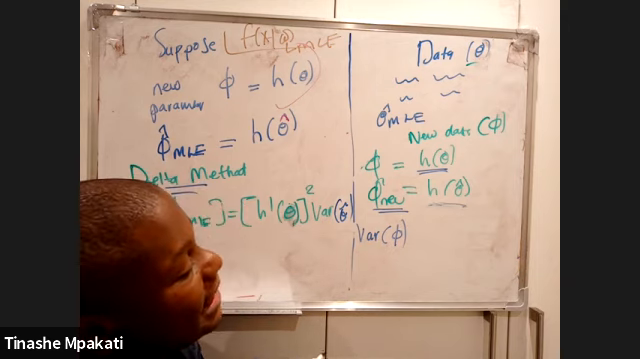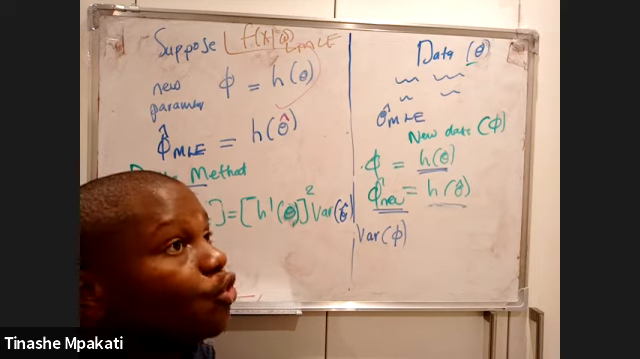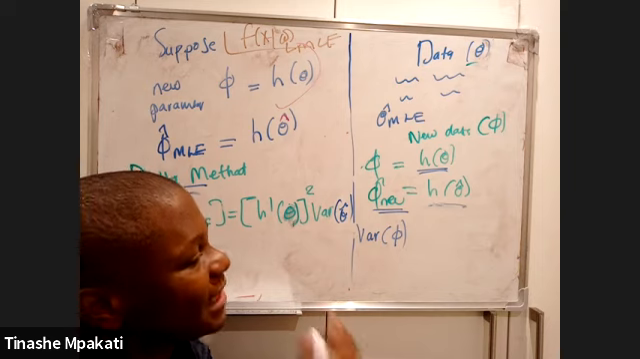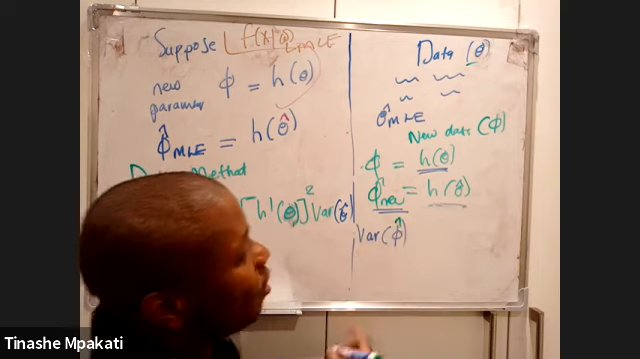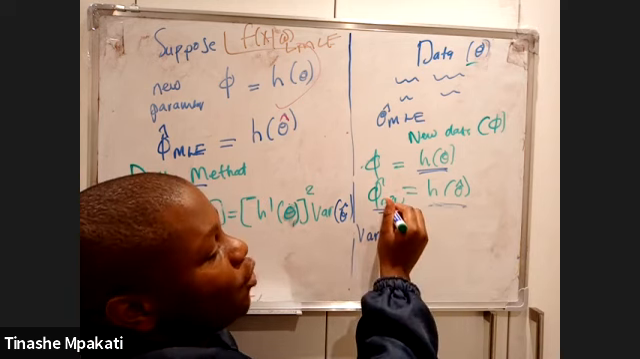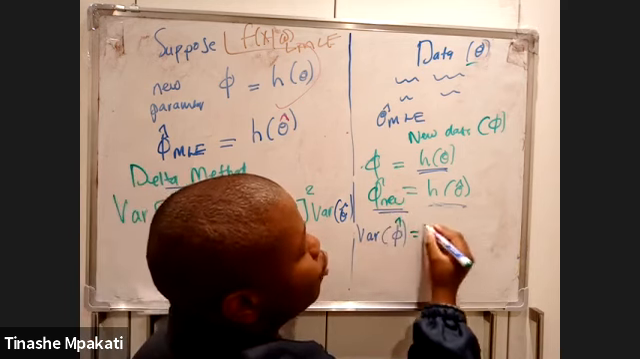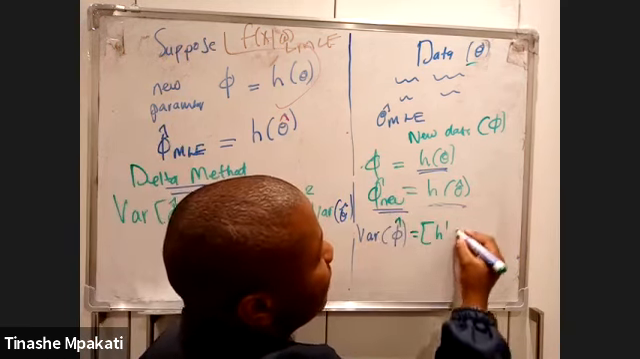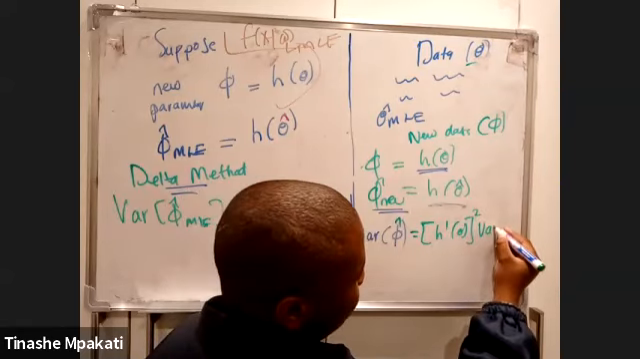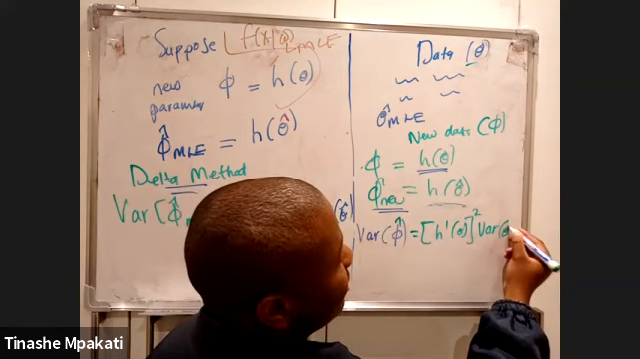It does not necessarily just refer to a new parameter. The delta method just says if you want the variance of a parameter, and it just so happens that in this case we're looking at the variance of the new parameter. This is simply equal to the first derivative of h of theta, squared. I'm just repeating what I've written already.